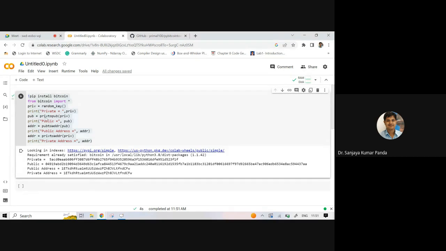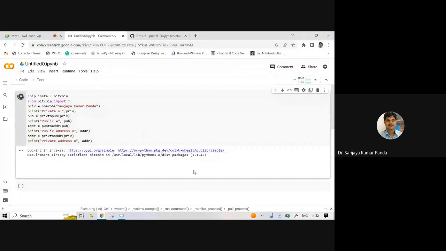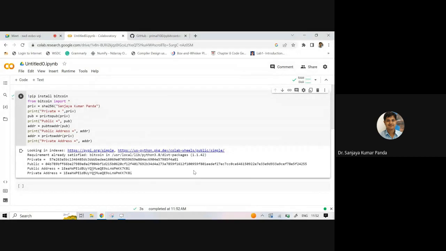Okay. Suppose you want a particular specific input. Suppose I want to write my name instead of generating any random key. Suppose I want to use SHA-256 as my cryptographic hash function, and I'm writing my name. Irrespective of your name, it will give you a 64 hex digit output, right? So once I run it, you can see this is the private one, and this is the public one.